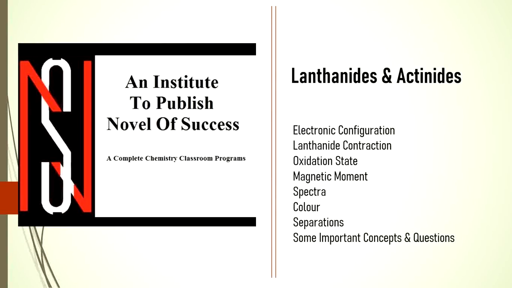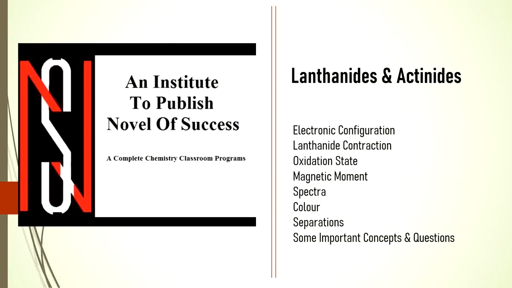Welcome everyone. In this class, we'll learn the chemistry of lanthanide and actinide elements. In this chapter, we will learn the different electronic configurations of lanthanides and actinides, lanthanide contraction, different oxidation states and their stability, difference in magnetic moment, spectra, color between lanthanide and actinide elements, separations of lanthanides through ion exchange chromatography, and then finally some important concepts, some questions and answers regarding this topic.